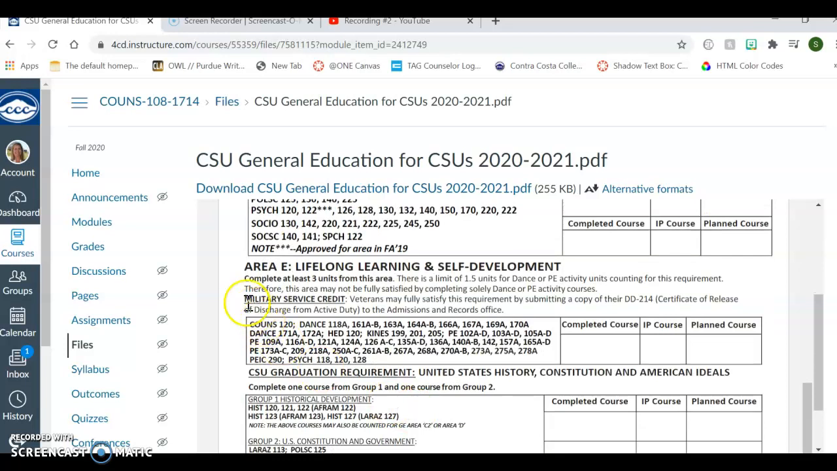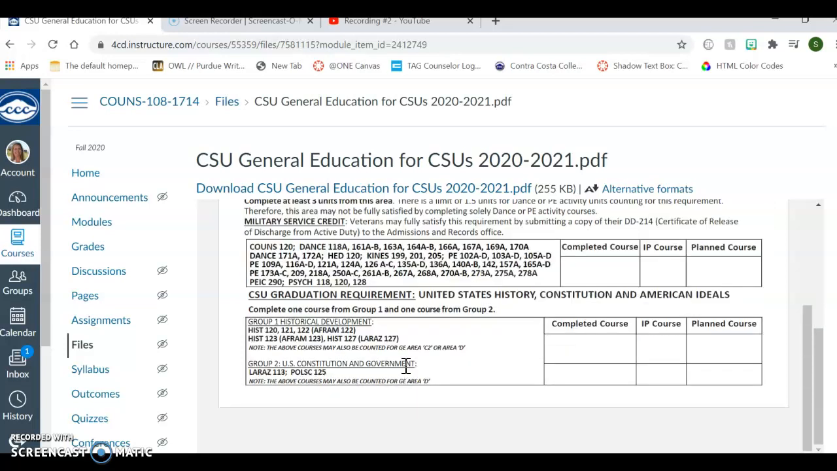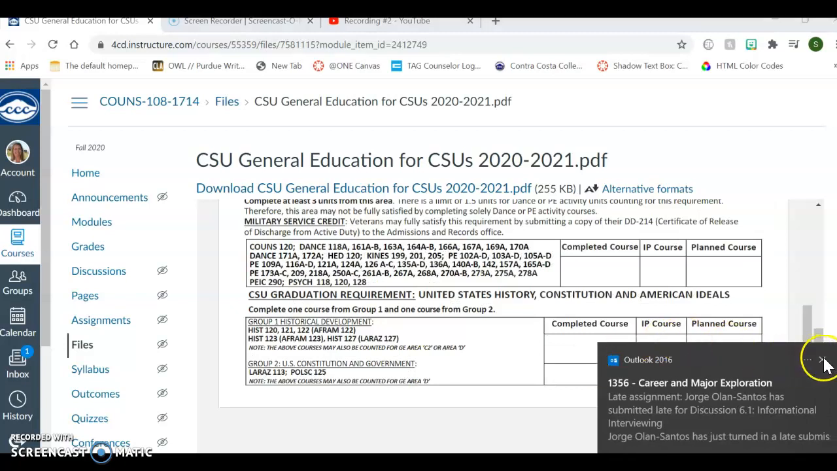The CSUs also have a lifelong learning and self-development requirement. Counseling 120 is a college success class. That's a very common class for first-year students, as is health education, health and lifestyle. Whoops, I meant to highlight that for you. There's also some psychology classes here that also meet this requirement. And nurses, if you are here, you're going to use this Psych 128.